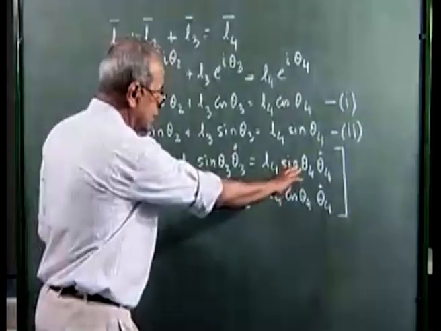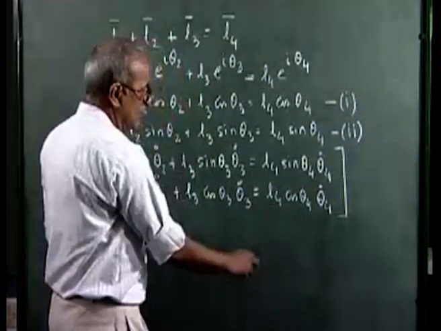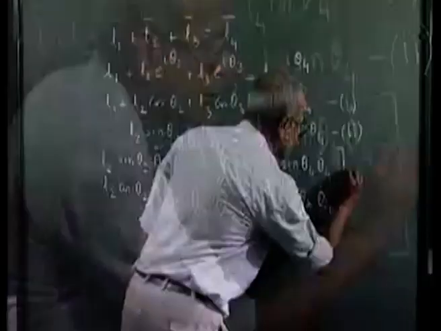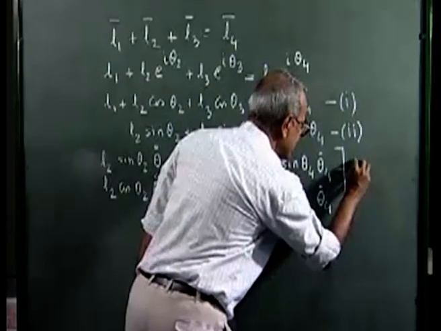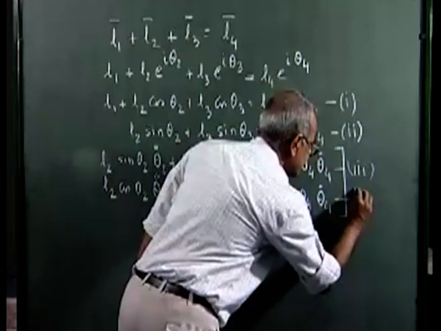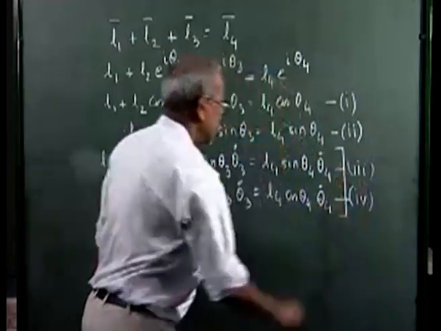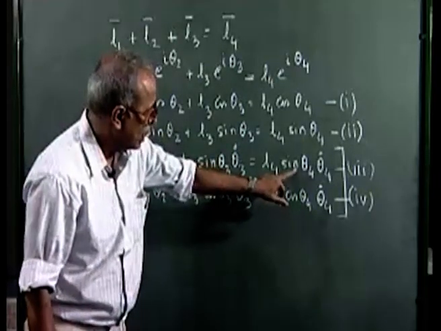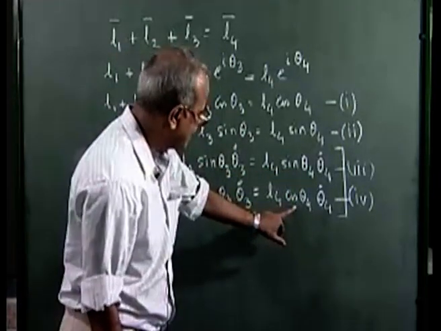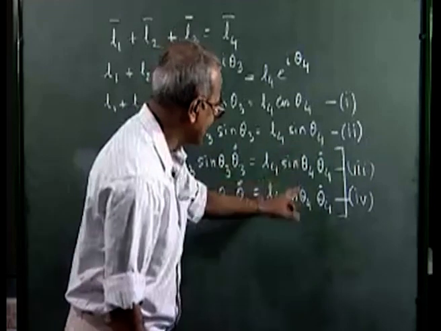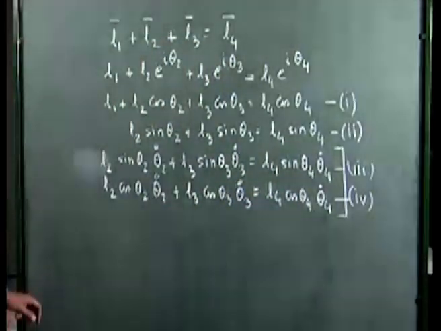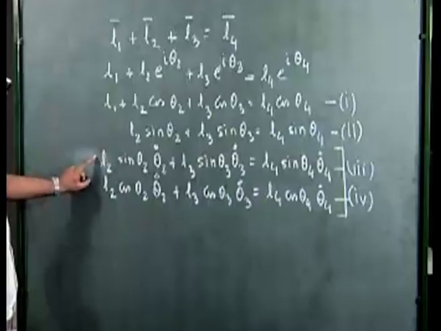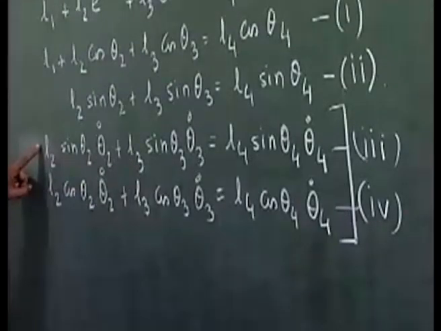To eliminate say theta 4 dot, I multiply this equation, let me call it number 3, and this equation, which I call number 4. If I multiply equation 3 by cosine theta 4 and equation 4 by sine theta 4 and subtract, then I get the right hand side 0. So what have we done? We have multiplied the top equation by cosine theta 4.